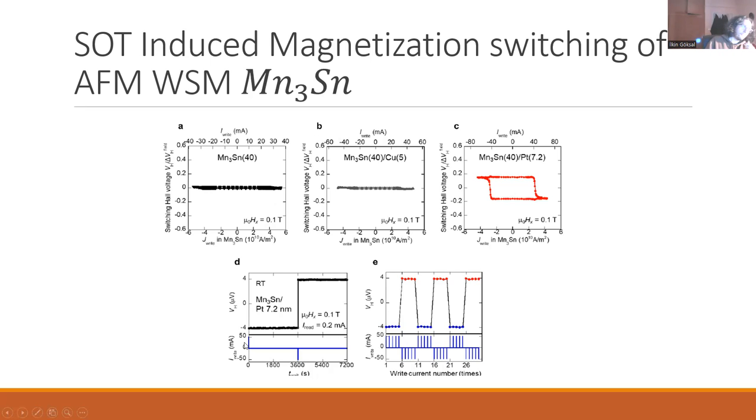And in this one, they have analyzed their data for both switching and voltage created by this anomalous Hall effect experiment. And at the end, this is the write current number of times and voltage versus writing current. These are to explain the accuracy of the system and endurance of the system, which means that, okay, you have this material, you have the spin orbit torque, and you are able to create a magnetic switching device for this, because obviously it works fine, it reacts fine, and its endurance is fine.